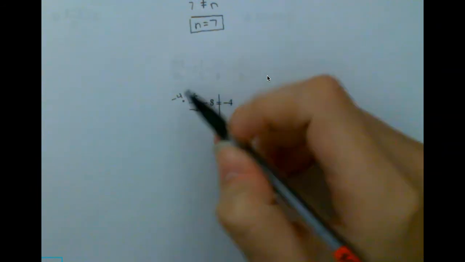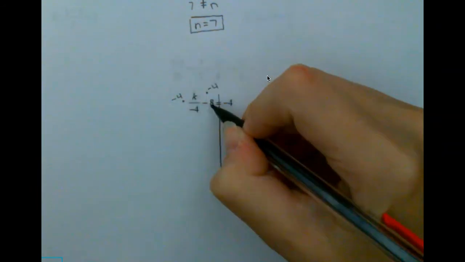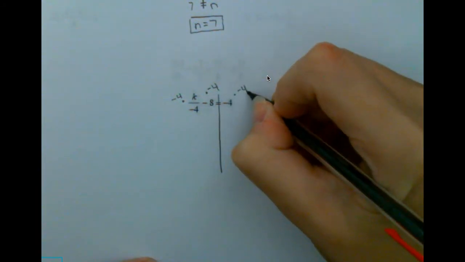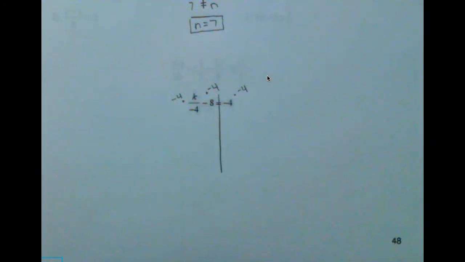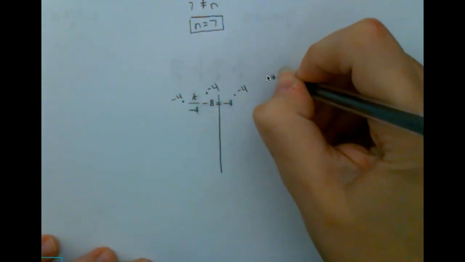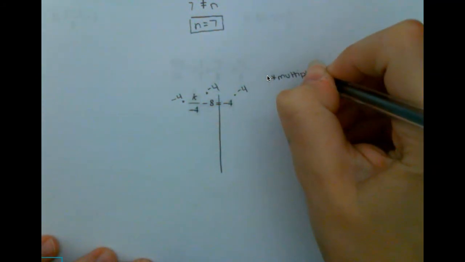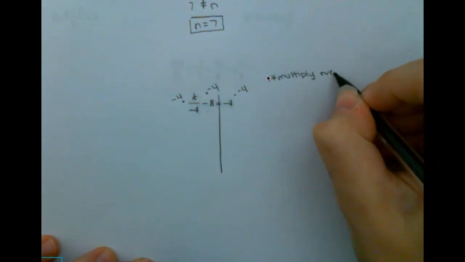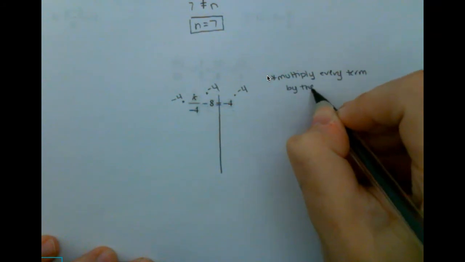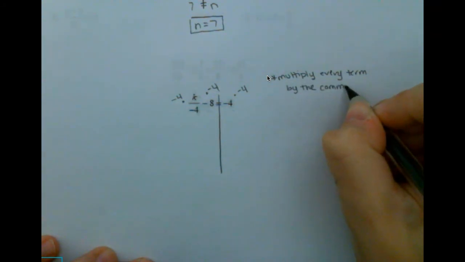So I'm going to multiply this by negative 4. I'm going to multiply the negative 8 by negative 4, and I'm going to multiply the negative 4 by negative 4. When we multiply in an equation, we have to multiply every single term by that number. And I'm going to make a note of that. Multiply every term by the common denominator.